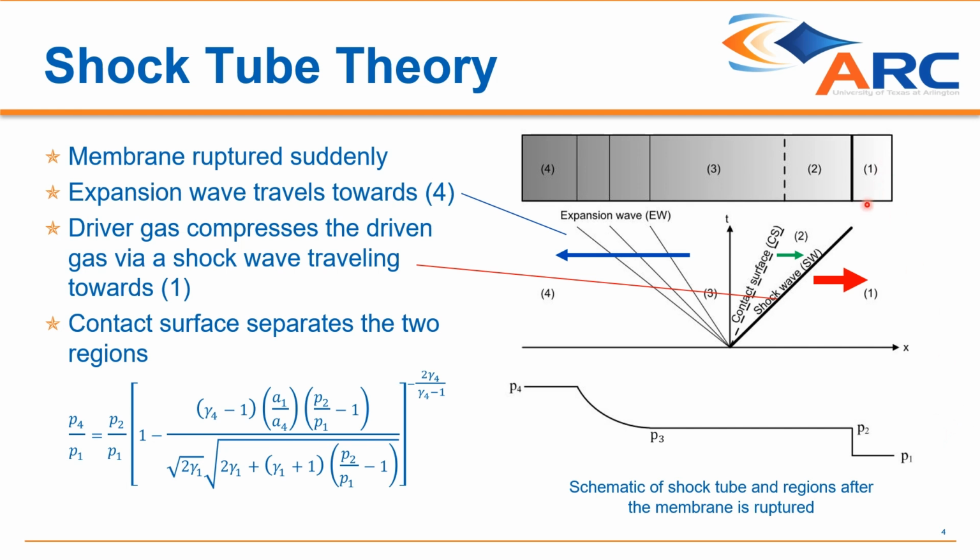This causes a shock wave to form at the forefront of the flow, and by relating the pressure and velocities between 2 and 3, we are then able to have the shock tube equation, which relates the ratio of 1 and 2 to the ratio of 3 and 4.